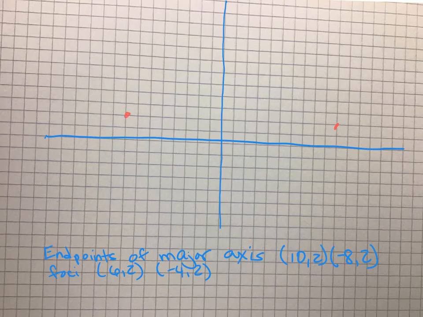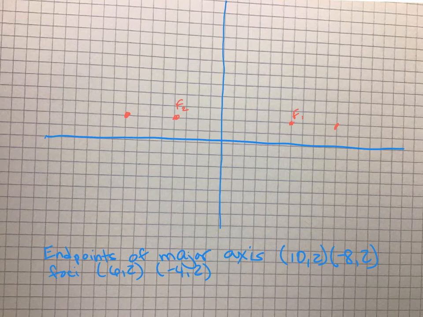10, 2 and negative 8, 2. Those are the endpoints of the major axis. And 6, 2 is foci 1. And negative 4, 2 is foci 2. And you'll see that they're the same distance away from the endpoints, okay?